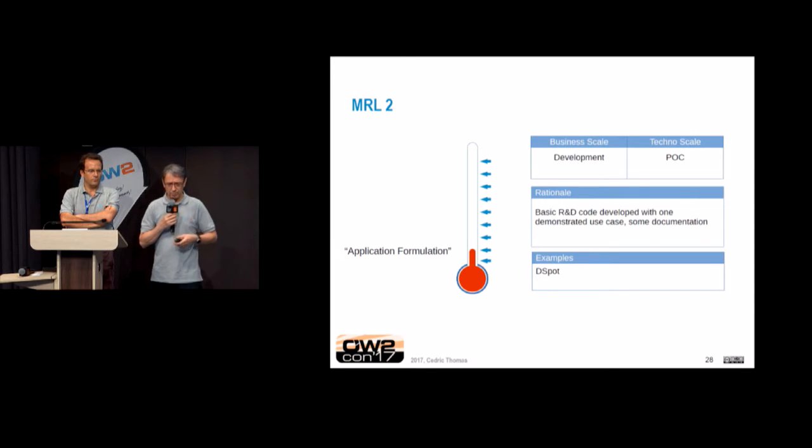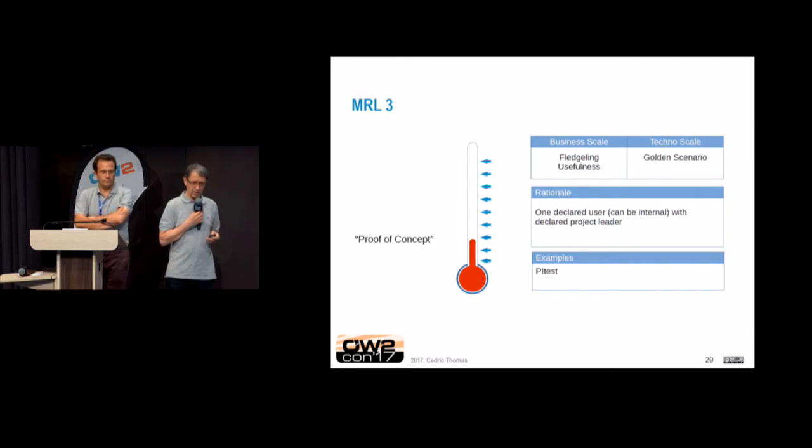Then the second level, which would be application monitoring for NASA, for us it's where the basic R&D code has been developed. And we already have at least one demonstrated use case. So we're still pretty much in what the collaborative projects can develop. We have the POC, and we're in the process of developing. So we have identified projects like this.